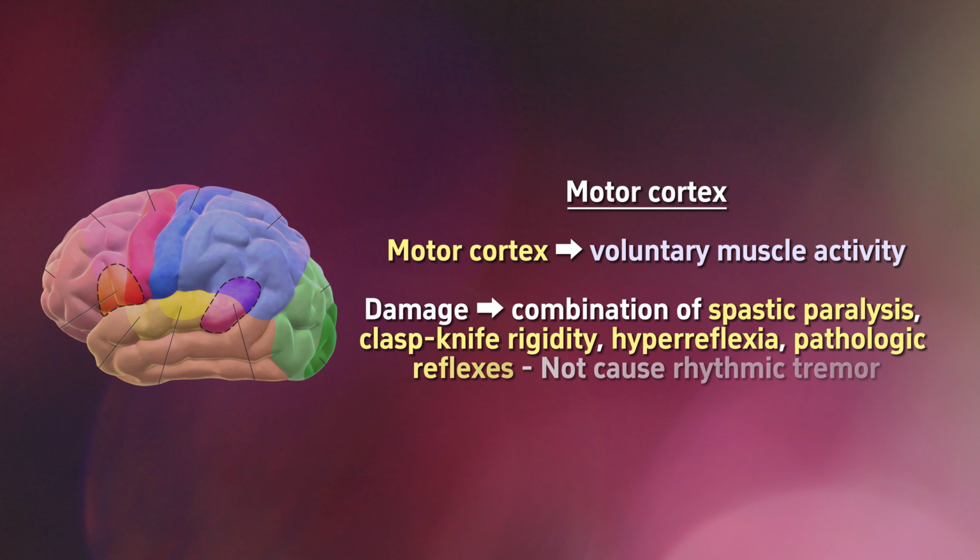Choice C. The motor cortex controls voluntary muscle activity. Damage to this area causes a combination of spastic paralysis, clasp-knife rigidity, hyperreflexia, and pathologic reflexes, but does not typically cause a rhythmic tremor.